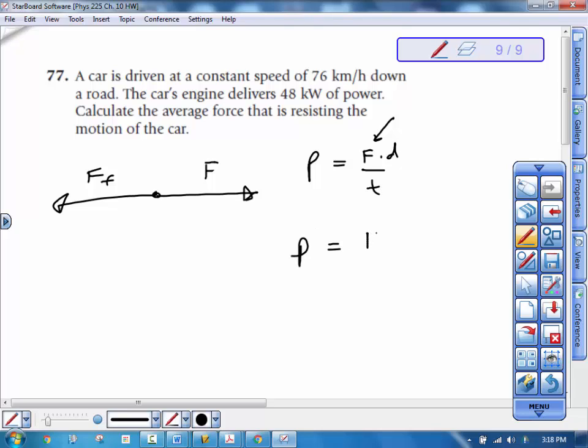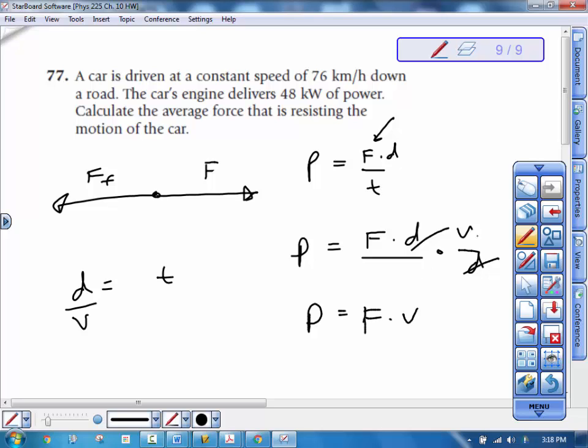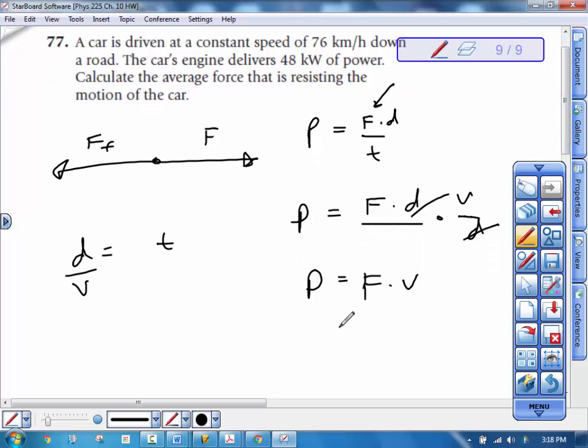To do that, I have the power. I don't have the time though. So what I'm going to do is recognize that this is traveling at a constant velocity. Then I know that my distance equals velocity times time. So I can solve for t, dividing both sides by v. t equals d over v. So I'll make this d over v, and I'll multiply by the reciprocal instead, v over d. And the d's cancel, and I get power equals force times my velocity, which they give us. I'm trying to find force, so I divide both sides by v. So force equals power over velocity.